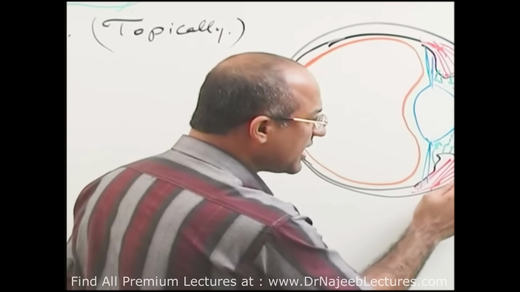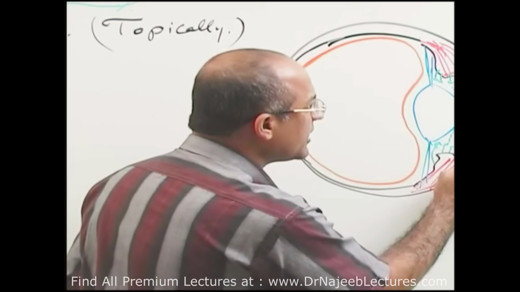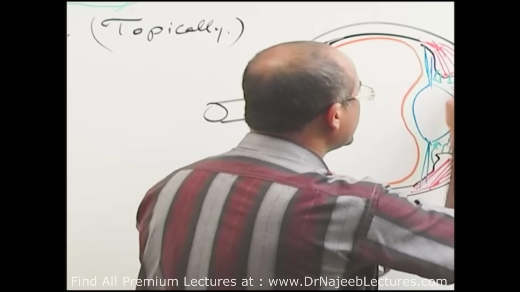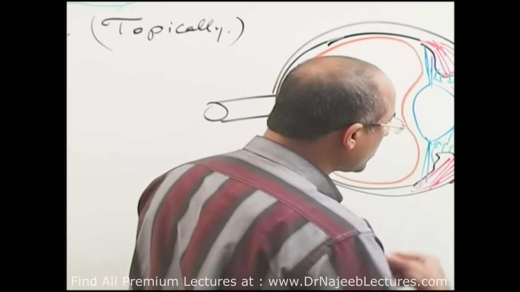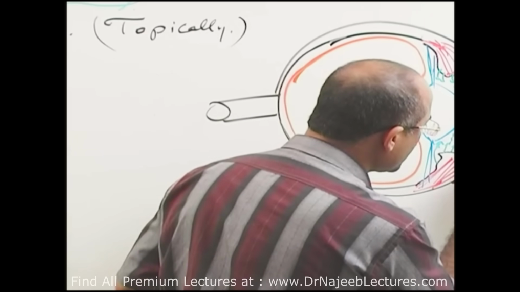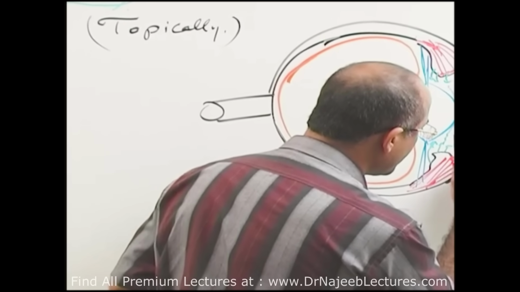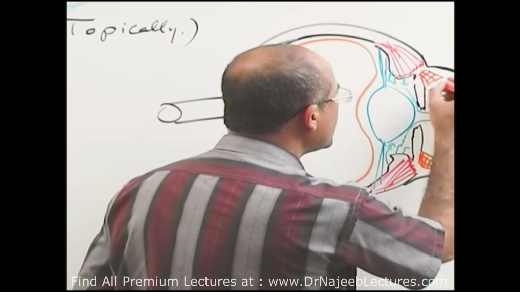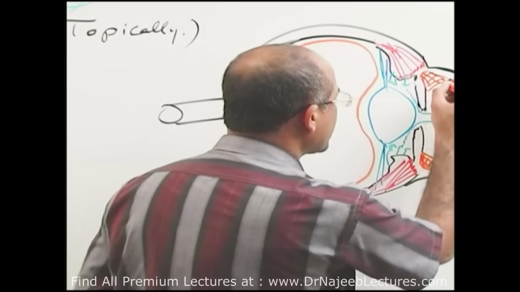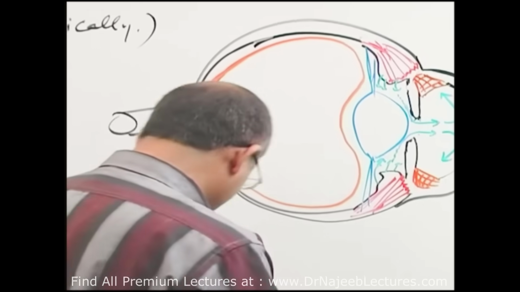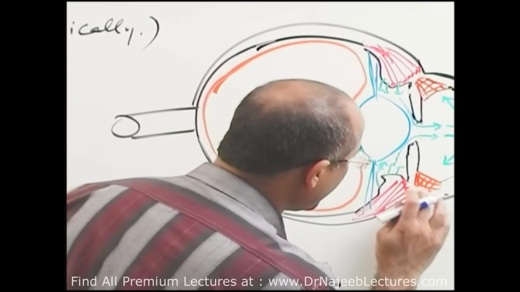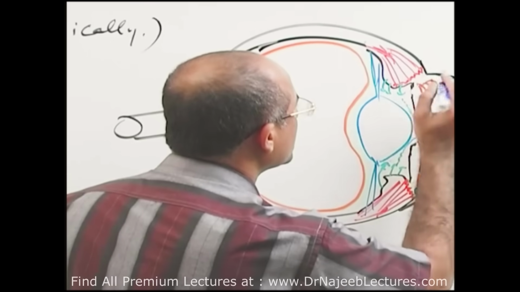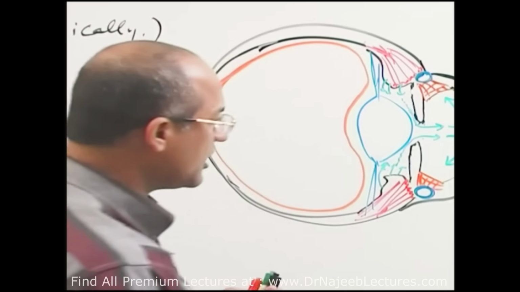corneo-scleral junction. This is the cornea, this is the sclera, and this is the corneo-scleral junction. Now this is the point to understand: at the corneo-scleral junction there is a special type of connective tissue network, the trabecular meshwork. And here there is a very special vein which is called the canal of Schlemm.